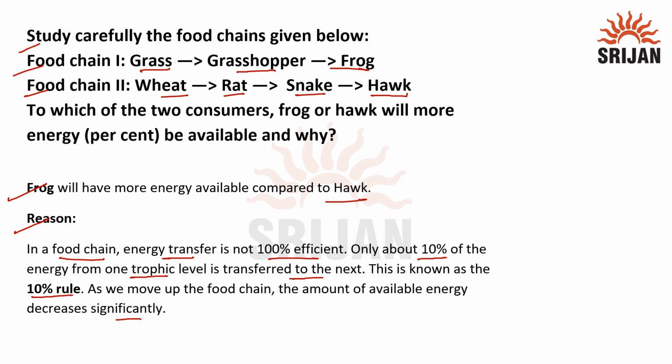So in this case we can see that here we have only 3 trophic levels, but in the second food chain we are going to have 4 trophic levels, because of which the energy available in the second food chain is going to be very less, whereas the amount of energy available in the first food chain for the frog is going to be comparatively more than that available for hawk.